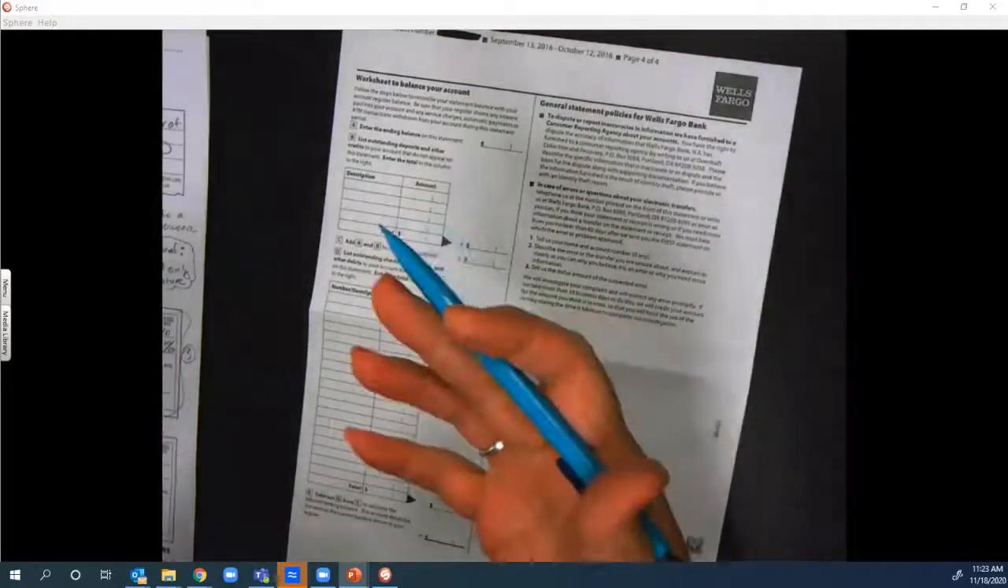So here is another one. This is an account that we have at Wells Fargo. And like I said, in the envelope that statement came in, this was the worksheet that they sent that I could have used to reconcile that account.